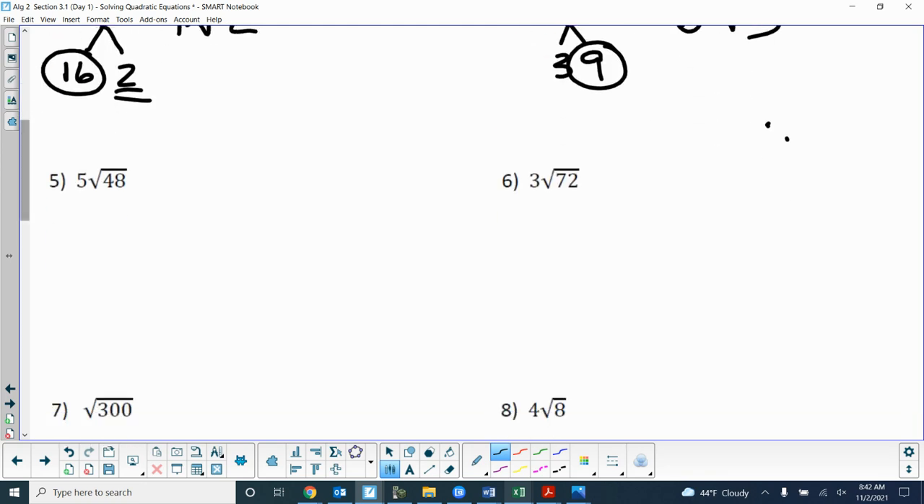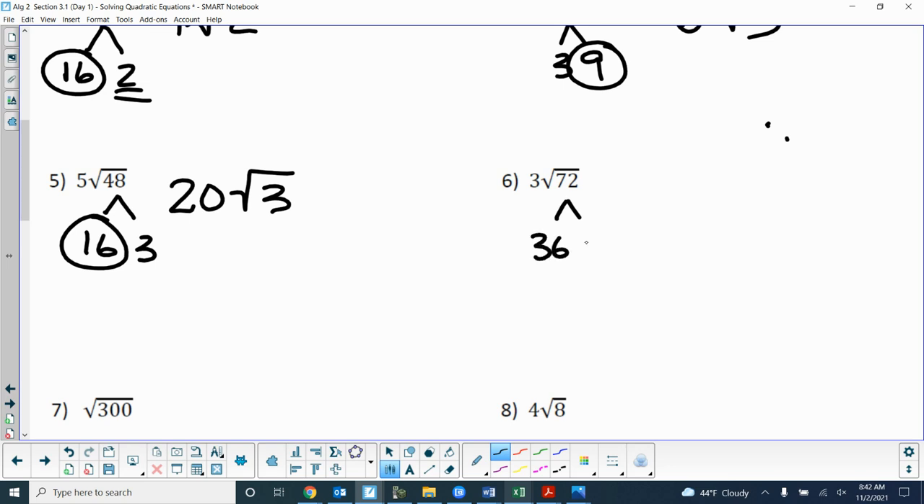All right, Mr. Collins. What's the answer? 20 radical 3. Yeah, 20. Okay? I'm just doing it how I would do it. Jordan, what's the answer? I have 36 radical 2. What'd you say in front of the radical 2? 36. Well, no. What's the square root of 36? Okay. What do you do with that 3 and the 6? That would be 18. Yeah, 18.